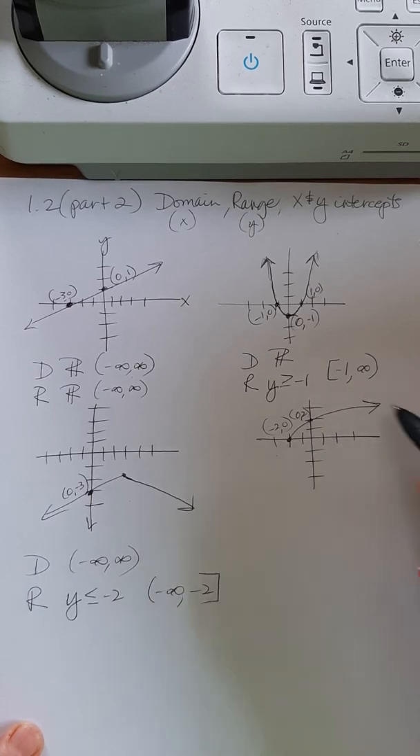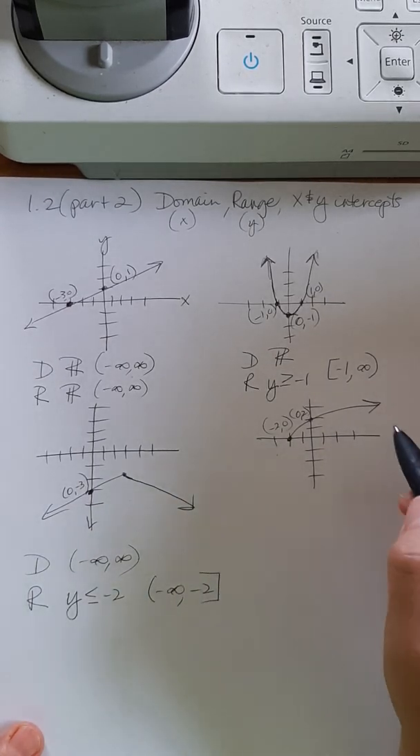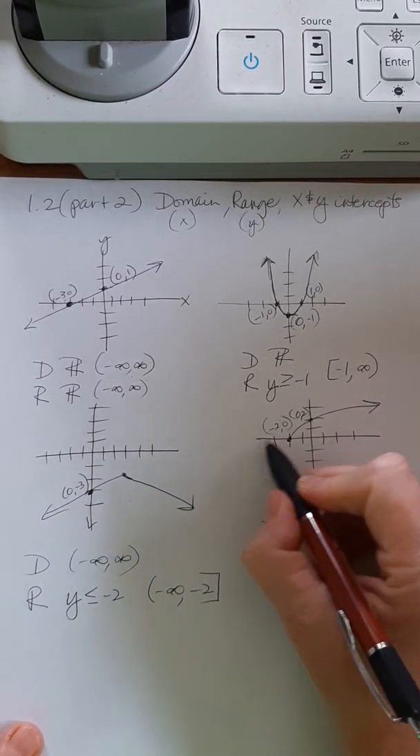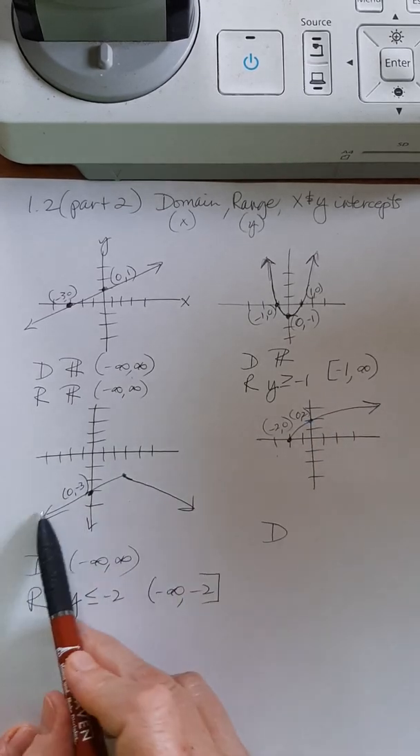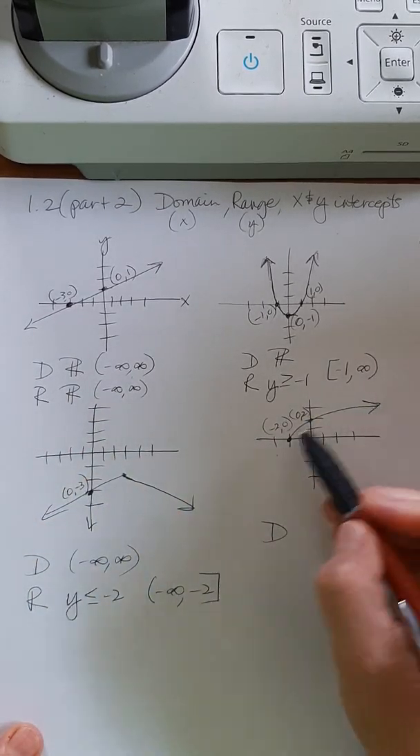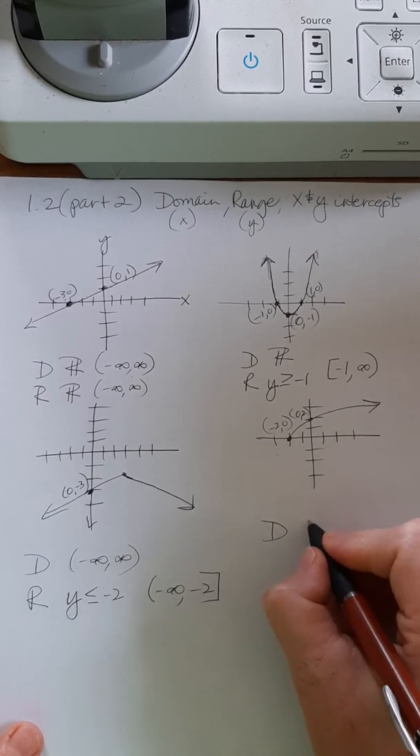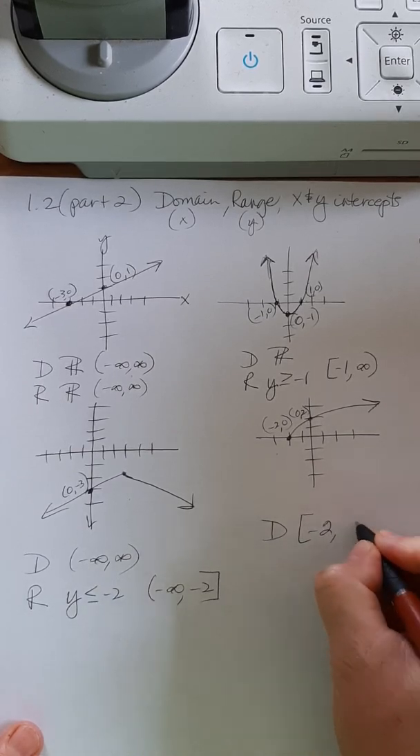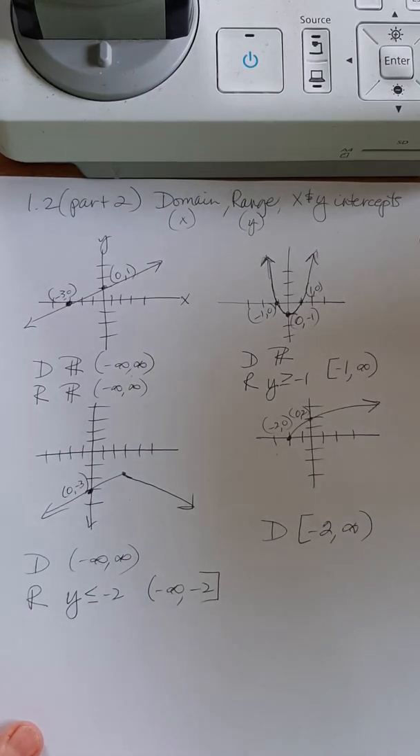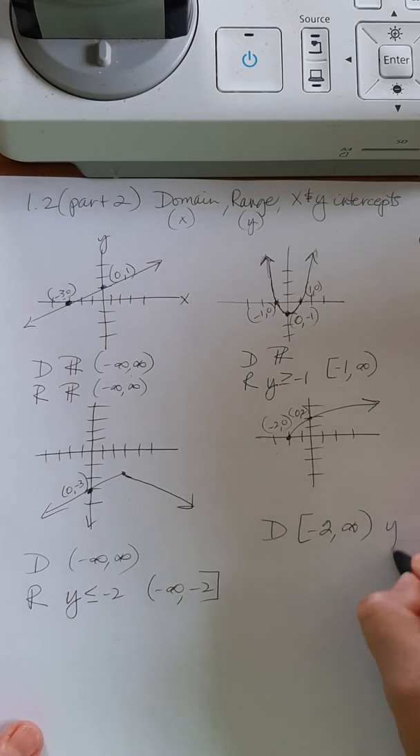Let's say a good old square root equation. Notice how in this case your domain, it's not everywhere. You don't have arrows on both sides. It's only on the right. And it starts at -2. So the domain, -2 to infinity. Or, of course, x is greater than or equal to -2.